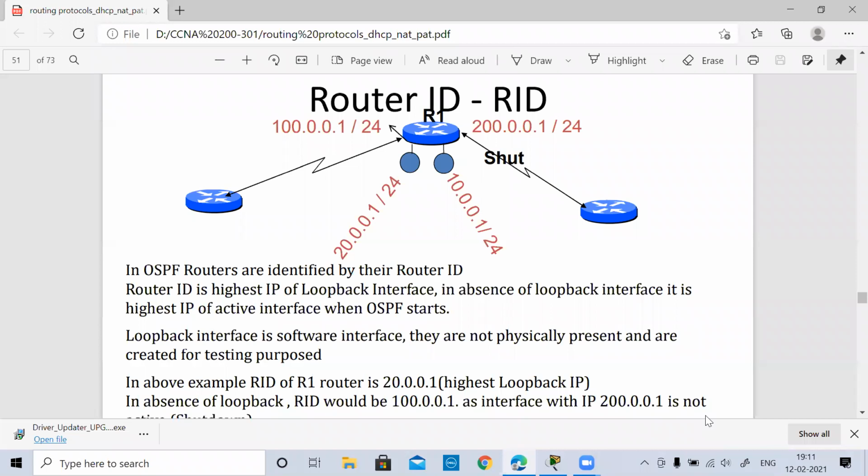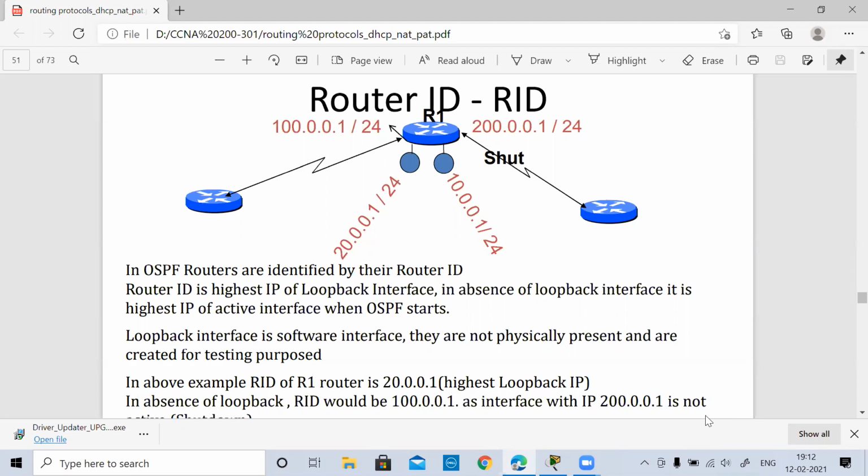Loopback interface, it's nothing but the software interface, okay, a virtual interface I can simply say, where virtually you are trying to give an IP, you are creating a loopback with a number and giving an IP for it. Okay, so router ID is the highest IP of the loopback interface. In absence of loopback, it is the highest IP of the active interface where OSPF starts.